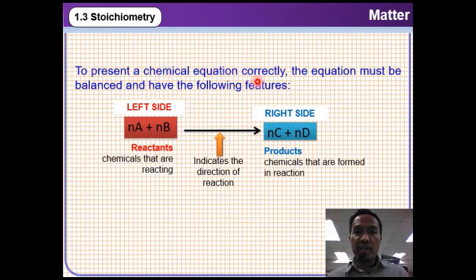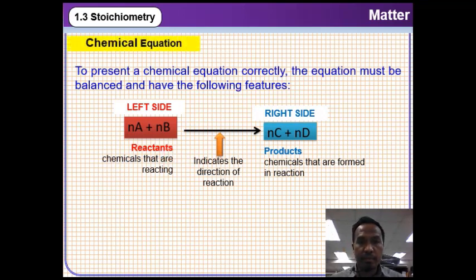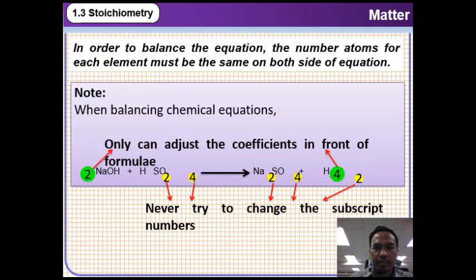To present a chemical equation correctly, the equation must be balanced and have the following features. In a chemical equation, there are the left side and right side, and in the middle is the arrow. The species at the left side are called reactants, while the species at the right side are called products. When we balance the chemical equation, we only adjust the coefficient in front of the formula. We never change the subscript number in the molecular formula.